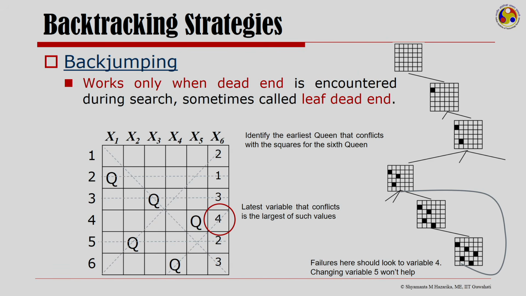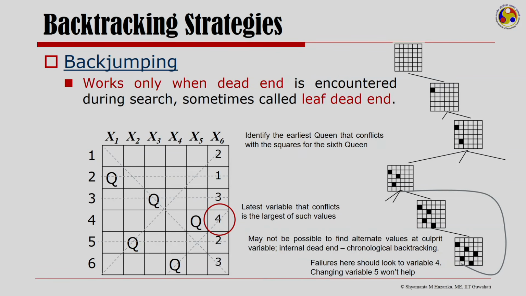Now, back jumping works only when the dead end is encountered during search. That's sometimes called the leaf dead end. If by chance you go there and you are not able to get an alternate value at the culprit variable, in our case the fourth variable here itself, that's called an internal dead end. Beyond that point, back jumping only does chronological backtracking.